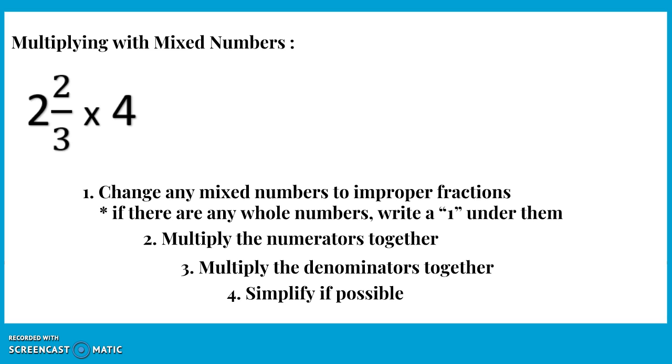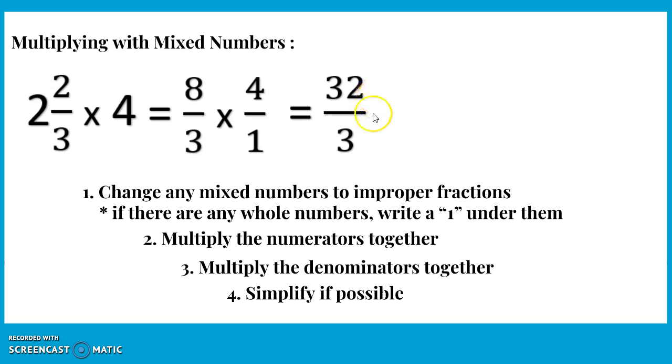Another example along this line is if we did have a whole number in our problem. Let's say we had 2 and 2/3 times 4. So again, we would want to change that mixed number into an improper fraction. 2 and 2/3, 2 times 3 is 6, plus 2 is 8, so that's going to become 8/3. We put a 1 underneath the 4. Okay, now we're going to multiply the numerators together and the denominators together. That's going to give us 32/3.